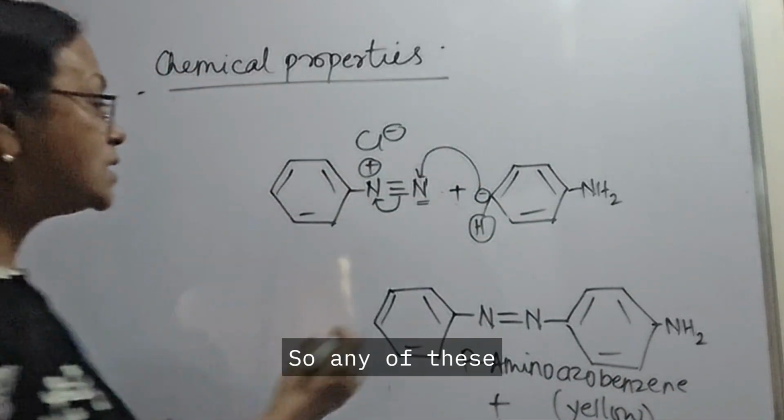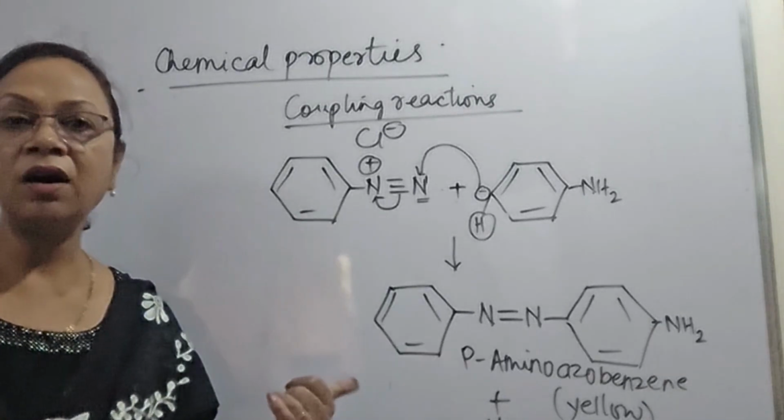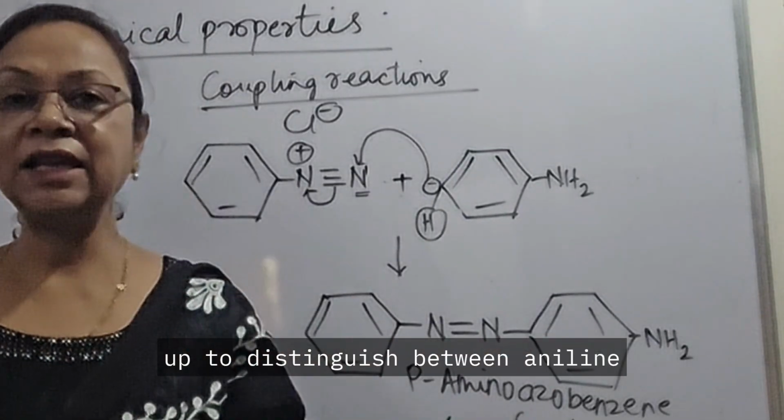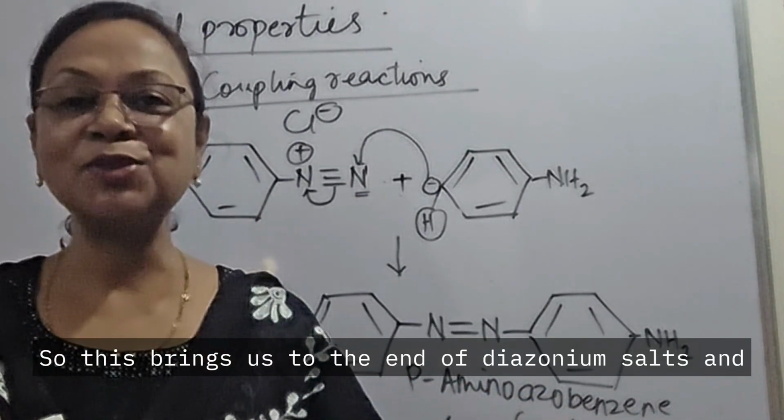So any of these coupling reactions, the previous one with phenol or this reaction with aniline, you can take up to distinguish between aniline and any aliphatic amine. So this brings us to the end of diazonium salts.